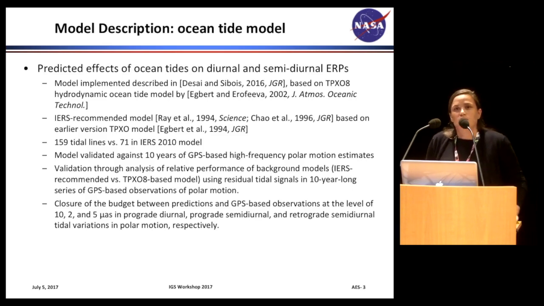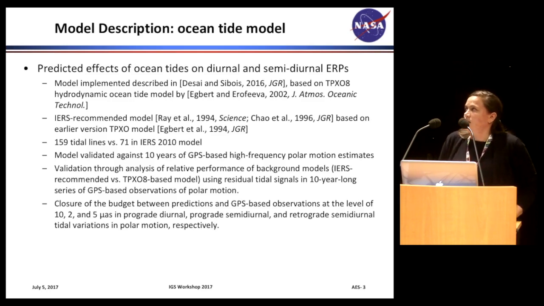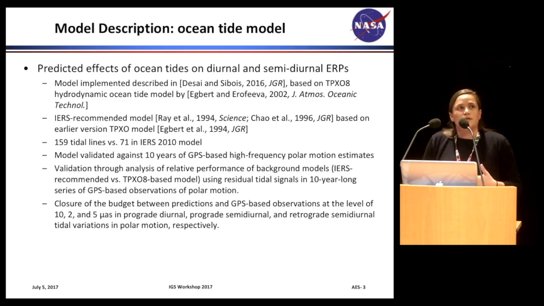Our approach for validating the model is basically to use those models as background models in our GPS precise orbit determination process. And then we generate a time series of continuous GPS-based polar motion observations, and we use the residual tidal signals in this series at tidal frequencies to discriminate between the deficiencies of the model and the unmodeled effects, like, we don't consider atmospheric effects, for instance.